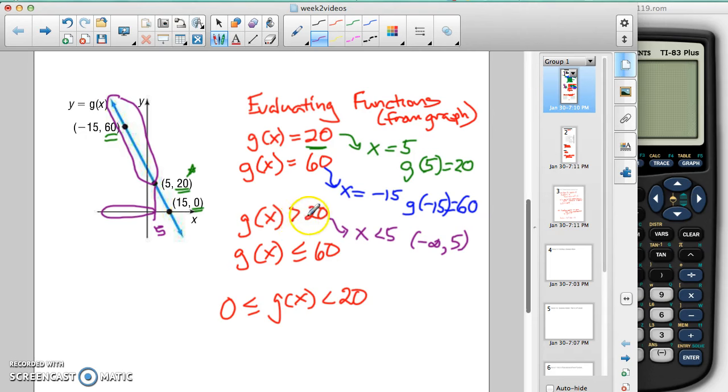All right, now if we did the same thing with the next problem, let me erase this part so we can take a look at it in terms of the next problem.